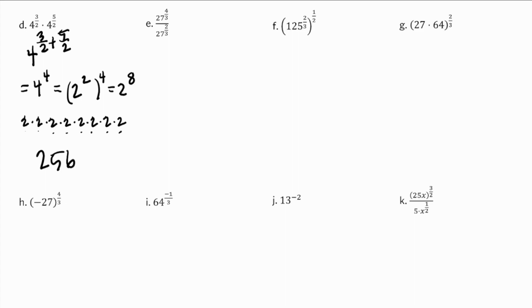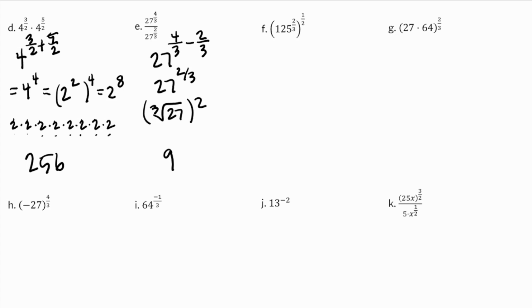Alright, this next one, we're dividing two things with the same base and different exponents, so we're going to subtract those exponents. It's going to be 27 to the 2/3. So I'm going to take the cubed root of 27, and then I'm going to square it. That's going to be 3 squared, which is equal to 9.